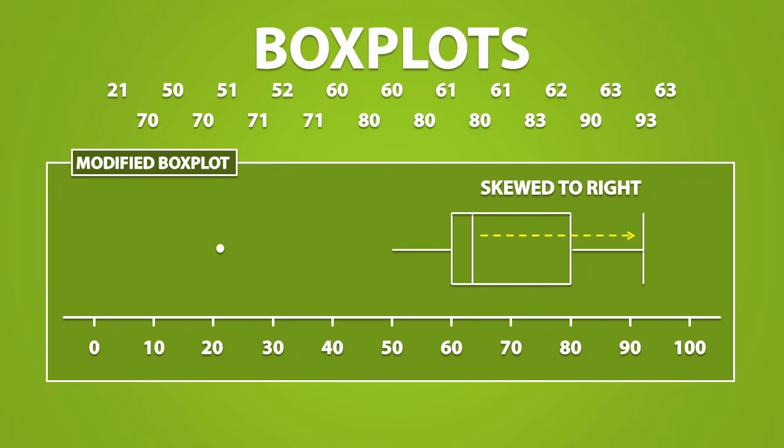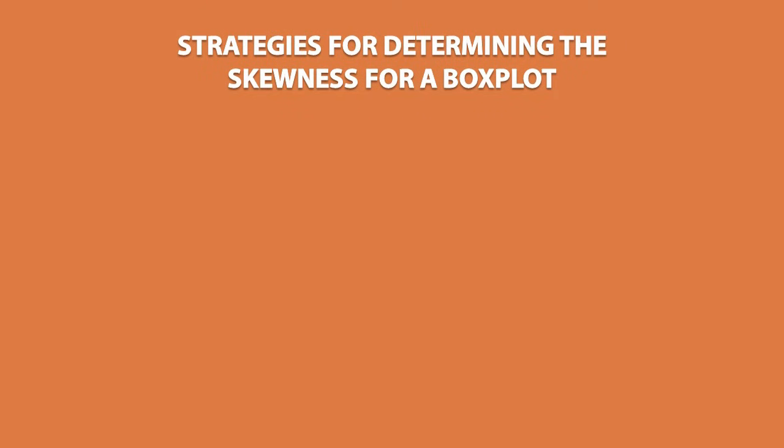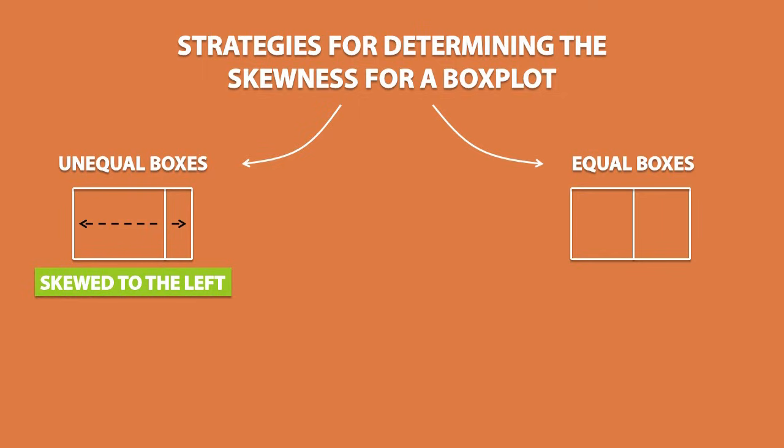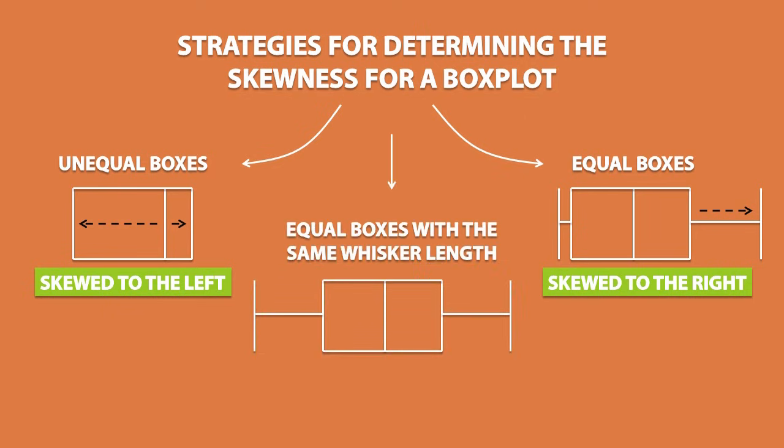And so when we are trying to determine the direction of skew for boxplots, we can implement a strategy. If we have unequal boxes, the side of the box that is larger determines the skew. In this case, the left side of the box is larger than the right side, so therefore this is skewed to the left. If the boxes are equal in size, then you would have to look at the whiskers to determine the skew. The longer whisker will determine the skew, so this would be skewed to the right. If the boxes are equal in size with the same whisker length, then the distribution is said to be symmetrical.